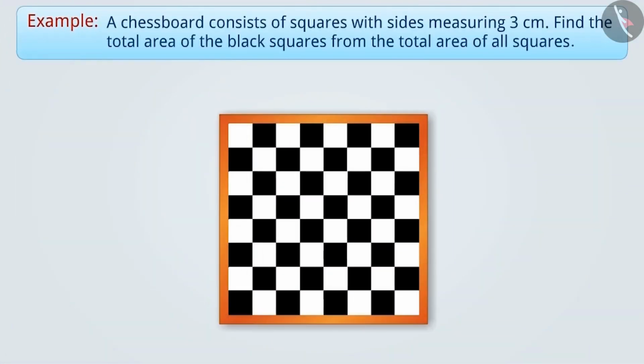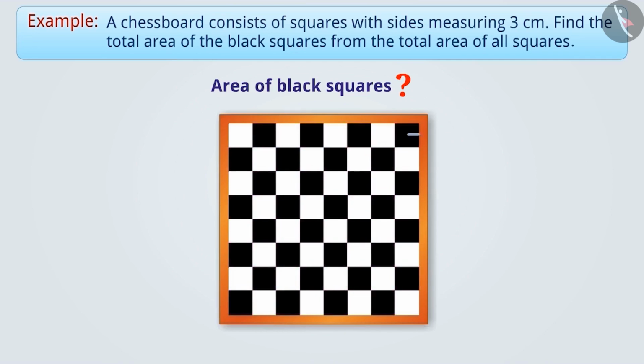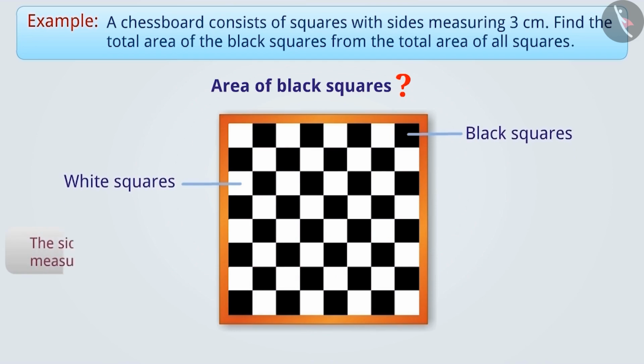A chessboard consists of squares with sides measuring 3 cm. Find the total area of the black squares from the total area of all squares. A chessboard is made of black and white squares. The sides of all squares measure the same. We can solve this question in different ways.